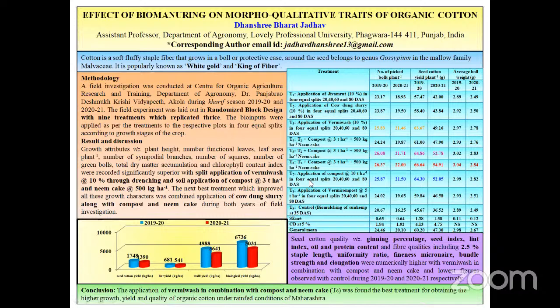So, the conclusion of my study is that the combined application of vermiwash at the rate of 10% with soil application of compost at the rate of 3 tons per hectare and 500 kg per hectare of neem cake was found to be the best strategy for obtaining higher yield, growth and quality of organic cotton under the rain-fed conditions of Maharashtra. Thank you.